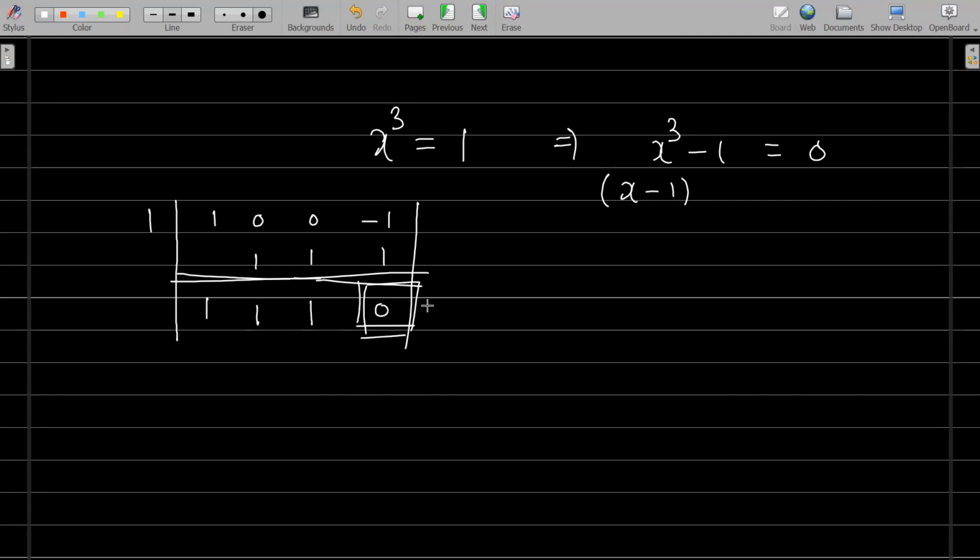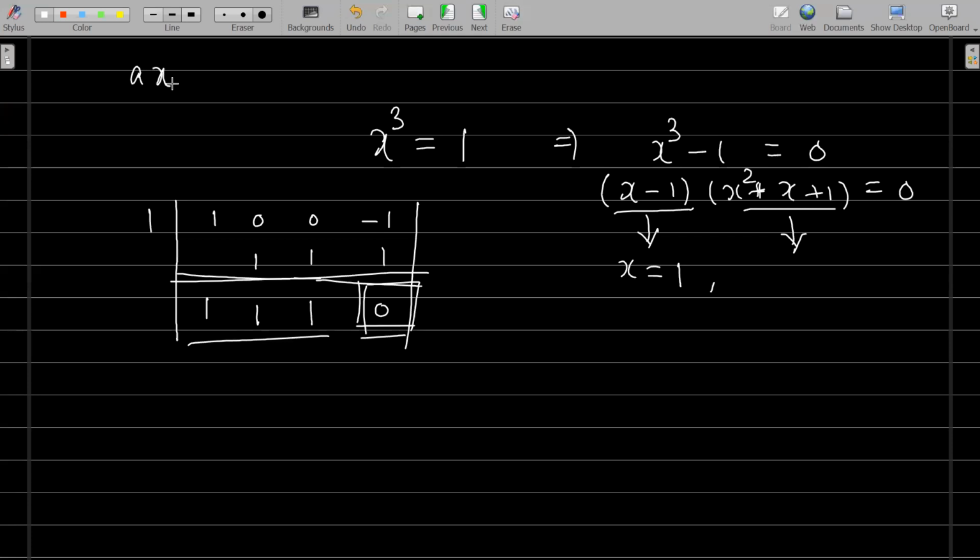So it's a perfect division. And your quotient is given by this. So that is x squared plus x plus 1 equal to 0. Now I know this, either this is 0 or this is 0. If this is 0, my x is going to be 1. And this is quadratic. We know how to find roots of a quadratic. What is the formula for roots of a quadratic?